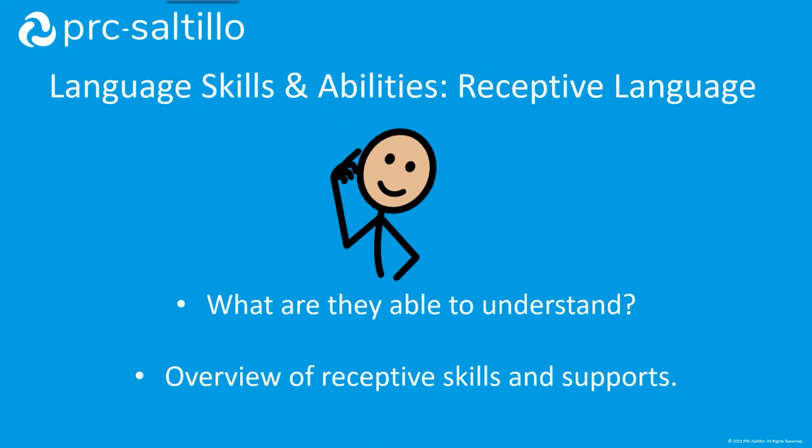Share examples of how they're able to understand directions. Share examples of supports that are being used to help aid in their comprehension. Maybe they have a visual schedule or visual supports. What tools might they use to help with any of that understanding? You can summarize that here in the receptive language section.